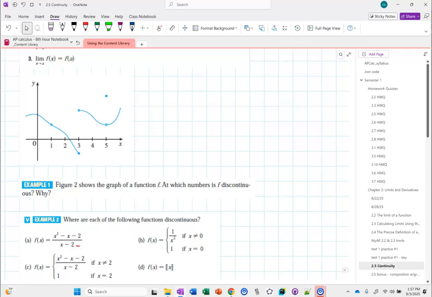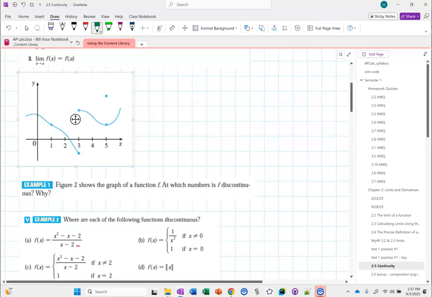So where do you see discontinuities? What values of x? 3, 5, 1. Okay? What part of the definition of continuity does x equals 1 fail? The limit doesn't exist. Not the limit. The limit is fine. The limit exists. It's f of a that is undefined, right?